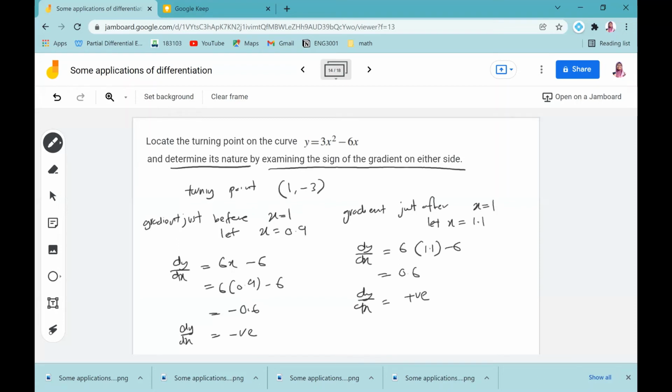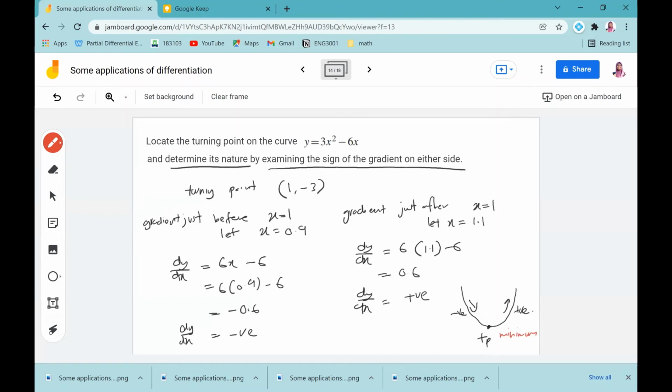So it will be like this. This is the turning point. Before it, dy/dx is negative, so the gradient is negative, going downward. And then after the turning point, the gradient is positive, meaning it is going upward. So this means the turning point here is a minimum.